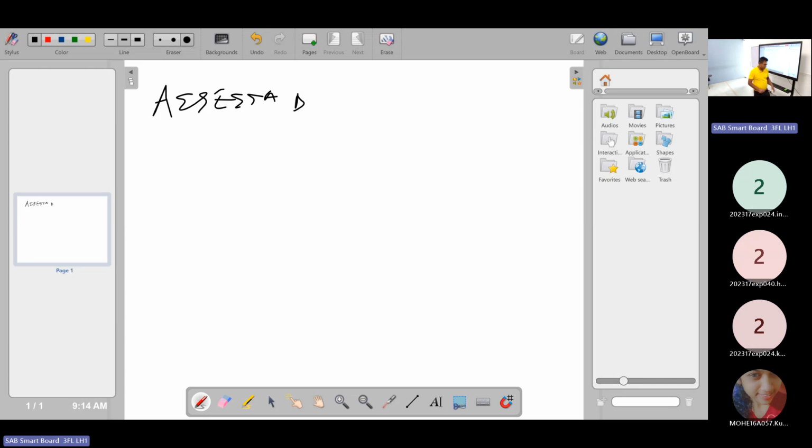Can I use the board? Kakak memang ini bagaimana itu me sudah identify kan belum?